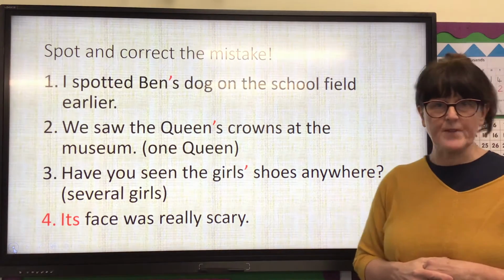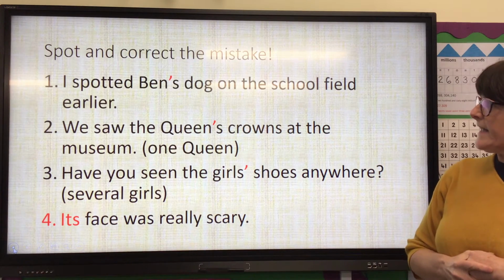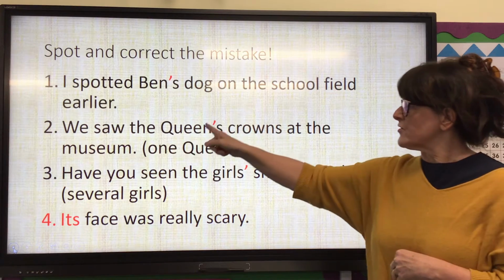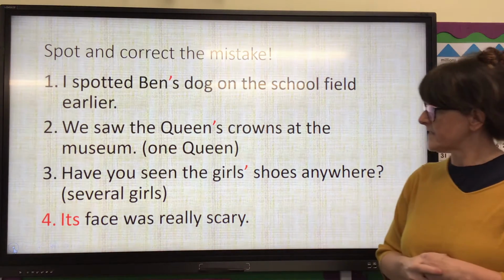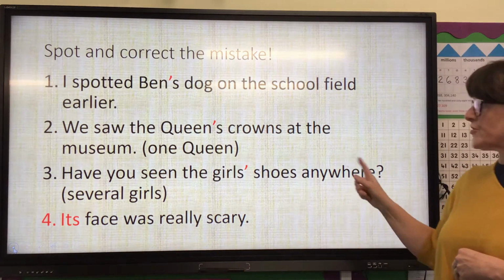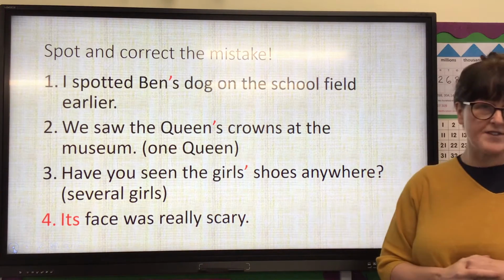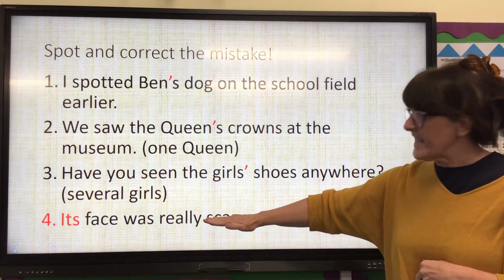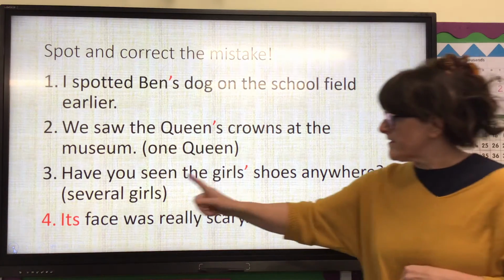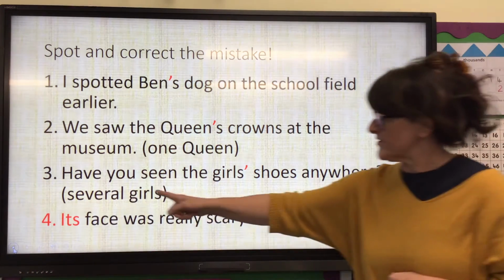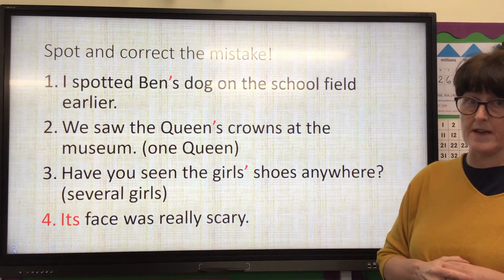How did you get on? Well, first of all, we need to show that the dog belonged to Ben. Here, we need to show that the crowns belong to the Queen. There is only one Queen, so the apostrophe goes before the S. Have you seen the girls' shoes anywhere? We're told there's several girls, so the apostrophe needs to go after the S. And this is the exception rule. Its face was really scary. We don't put an apostrophe in there because the its is to show possession, the face of it, whatever it may have been.